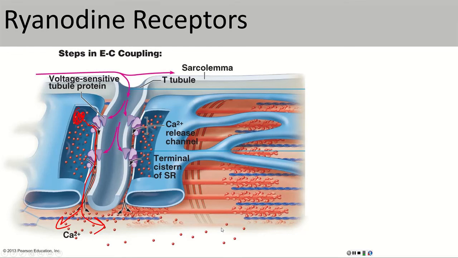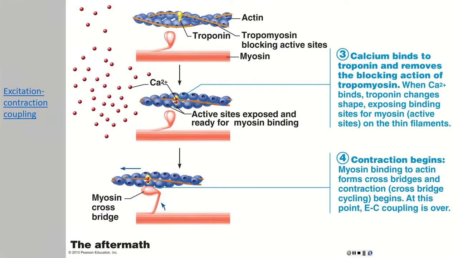And remember what we keep saying over and over this semester about calcium. If it's inside of a cell, we keep it packed away in the smooth endoplasmic reticulum because it likes to bind to things. And that's exactly what it does. Calcium, one of the things that it likes to bind to is troponin.